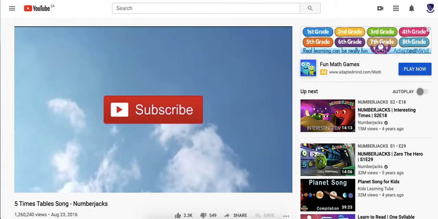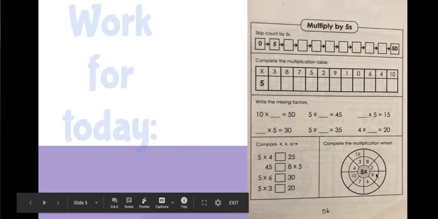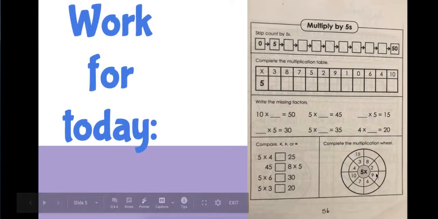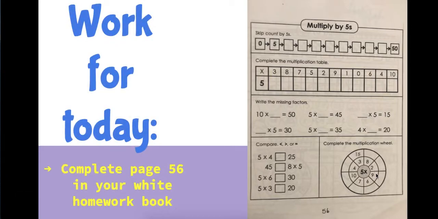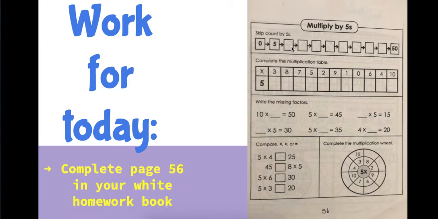Keep on practicing. Alright, that was some good fun. Okay, so now for your work today, so it's in your white homework book. You're going to complete page 56. Remember, we did this as a test for the 3 times table, so it's easy. It's just counting in 5s. Even though they look a little bit different, all it is is counting in 5s. So here at the top, you are just going to fill in the number line, 0, 5, what comes next. Carry on counting in 5s till the end.